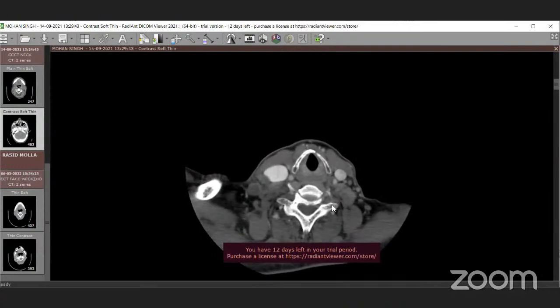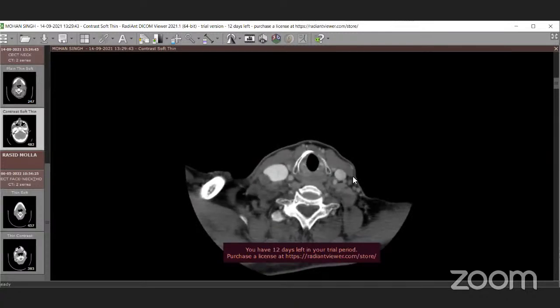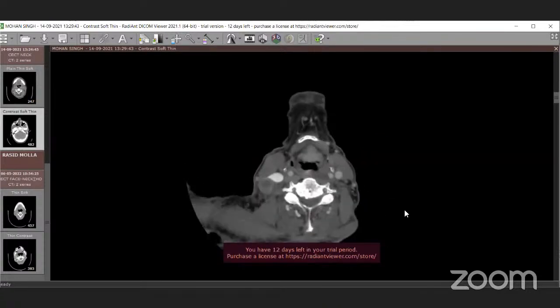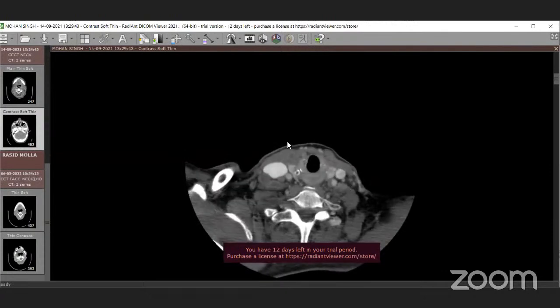At the level of the transverse process, the muscle here is the scalenus anterior. And this is the lateral margin of the sternomastoid. When we draw a line from the lateral margin of the sternomastoid to the lateral margin of the scalenus anterior, any nodes medial to this line, in this fat plane, are level 4, whereas lateral are level 5 lymph nodes.